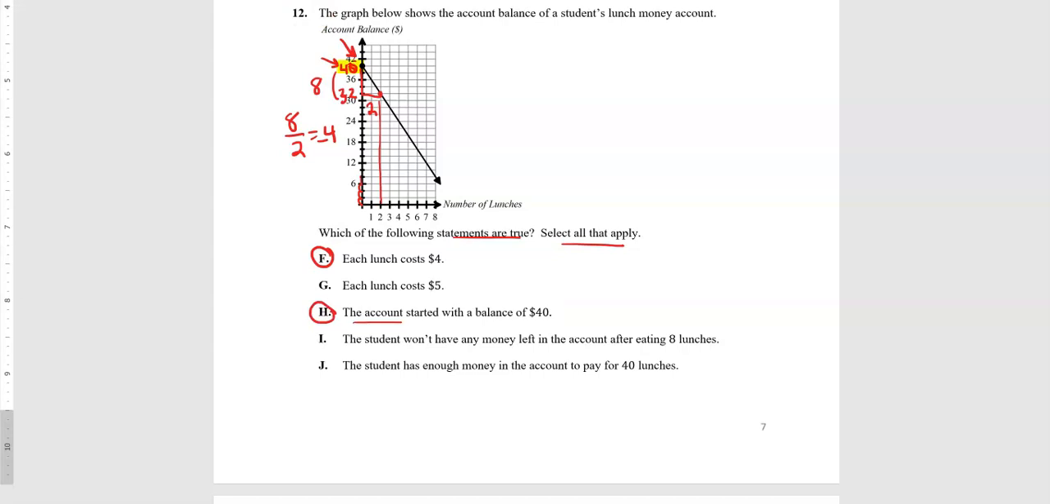The student won't have any money left after eating 8 lunches. Well, we can see right here at 8, if I follow up, I still have money here, about $8. And if each lunch costs 4, we know that they can buy at least 2 more lunches, so that's not true. And then the last would be that they have enough money in their account to pay for 40 lunches. If I were to continue my line after 40, I am not going to have enough for 40. I barely have enough for 8. So this is also not true. So my 2 answers are F and H.